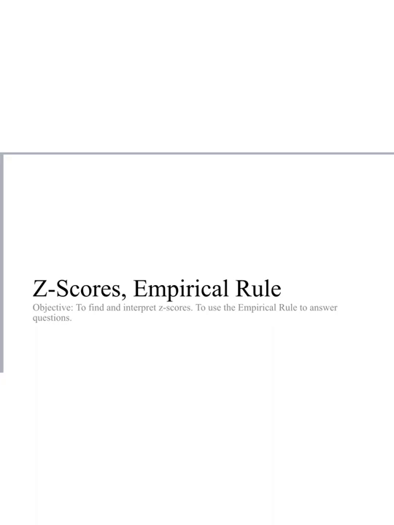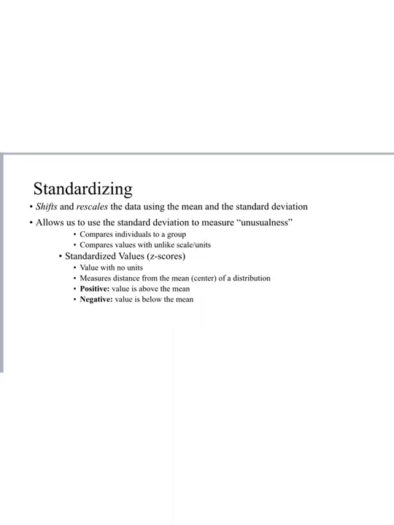Today you will find and interpret z-scores and use the empirical rule to answer questions. Standardizing shifts and rescales data using the mean and the standard deviation. It shows us how to use the standard deviations to measure unusualness. I can compare individuals to a group, or I can compare values with unlike scales or units.